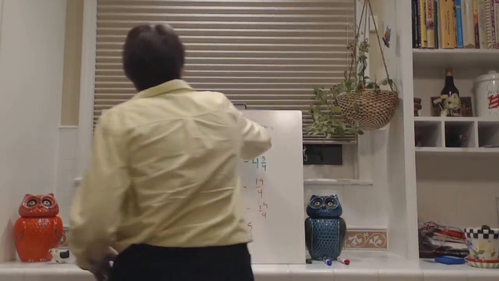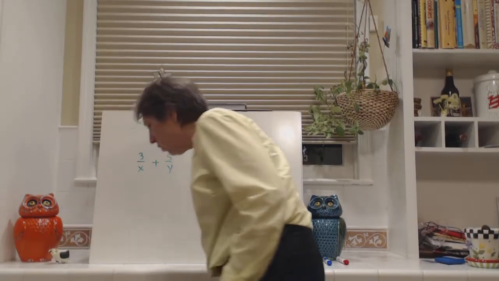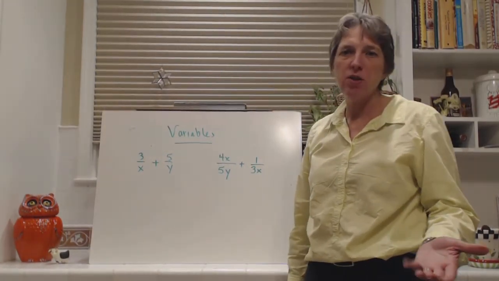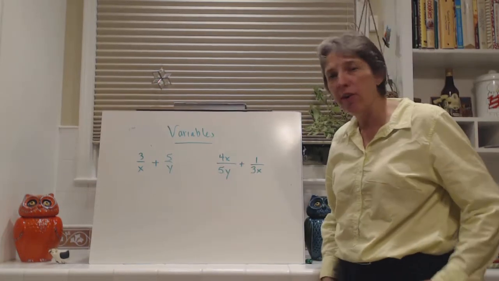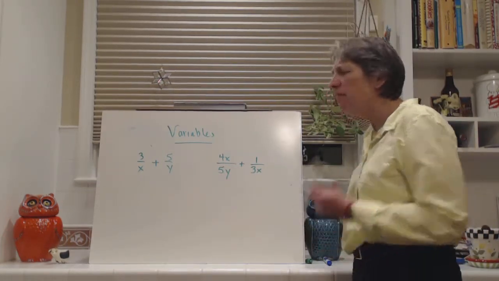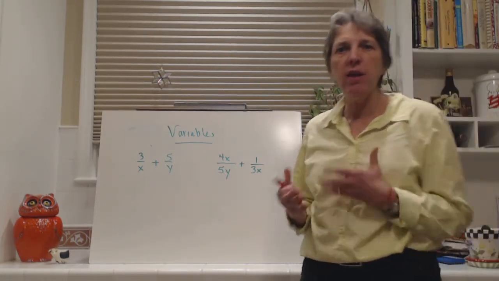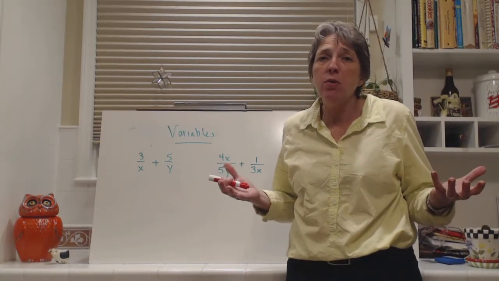All right, so that was just a quick little review for adding and subtracting fractions with unlike denominators. So now let's look at variables. When we have variables, we don't know what the variables represent. We don't know what numbers they are.